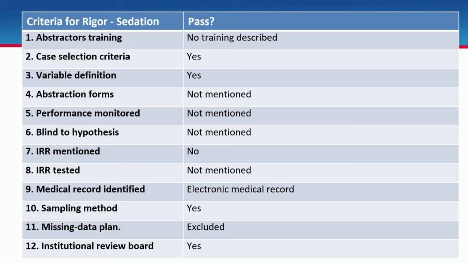They did define their cases and their variables, which was nice, and they did say that all of this was from an electronic medical record, but they didn't mention the abstraction forms and where they put the data, like in REDCap, or how they even had the abstractors put the data into the database. They did have a sampling plan, and they did say they just excluded any charts that had missing data, which is not the ideal way, but it is one way, at least it's an objective way, that you're going to approach your missing data. And then they did mention the IRB.